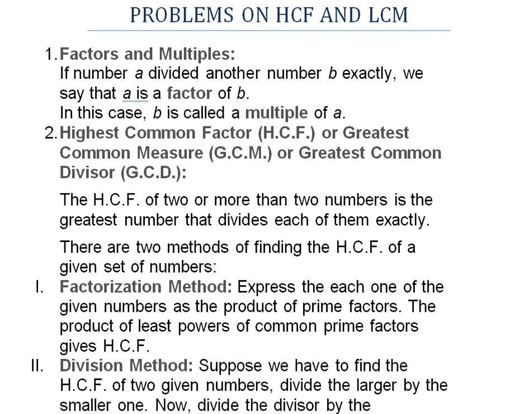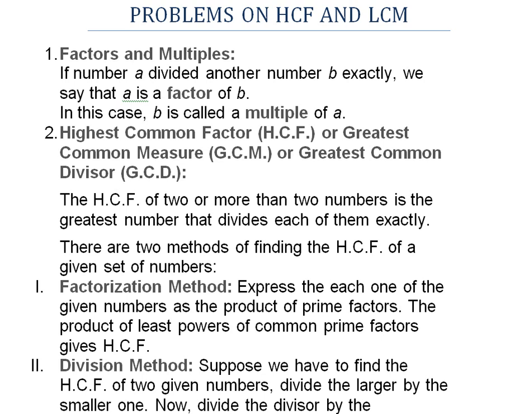So let's start. For problems on HCF and LCM, first is factors and multiples. If a number a divides another number b exactly, we say that a is a factor of b. In this case, b is called a multiple of a. So we will understand this with the help of an example. Let's say that if 4 is divided by 2 exactly, now we do not have a remainder here. So 4 is a factor of 2 and 2 is called a multiple of 4.